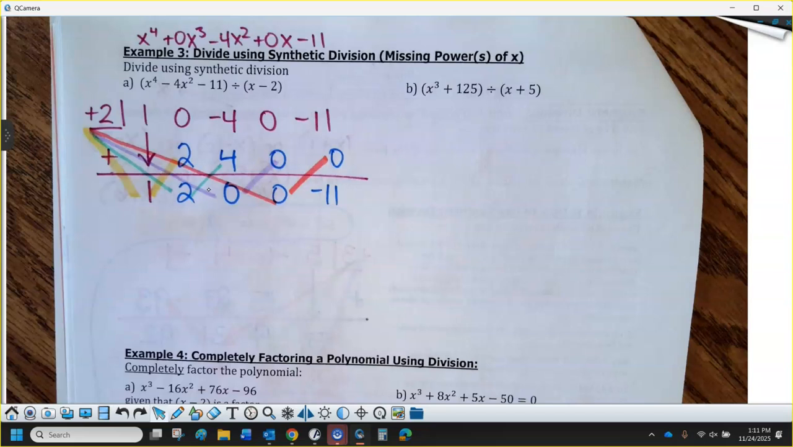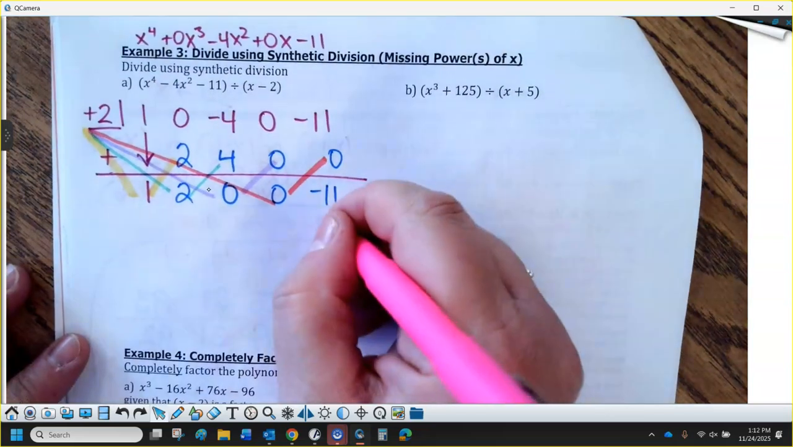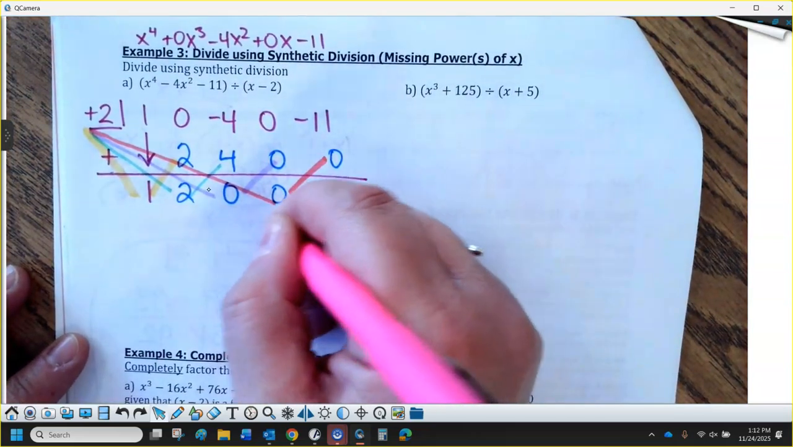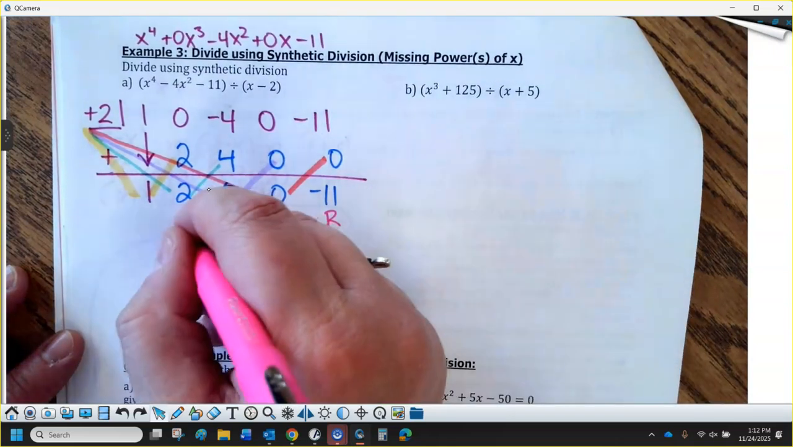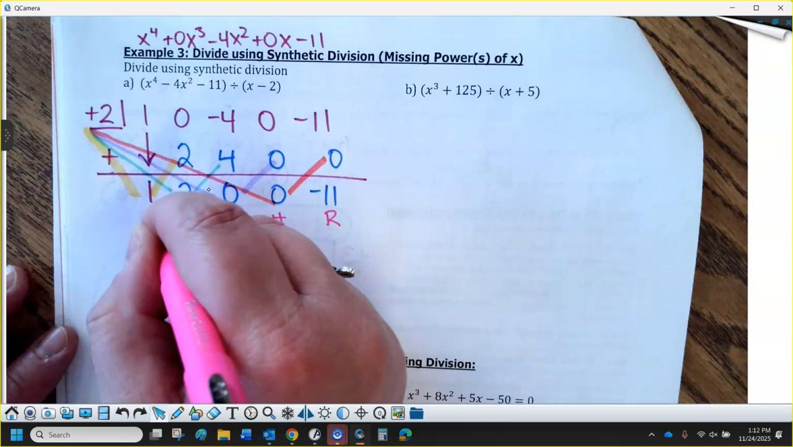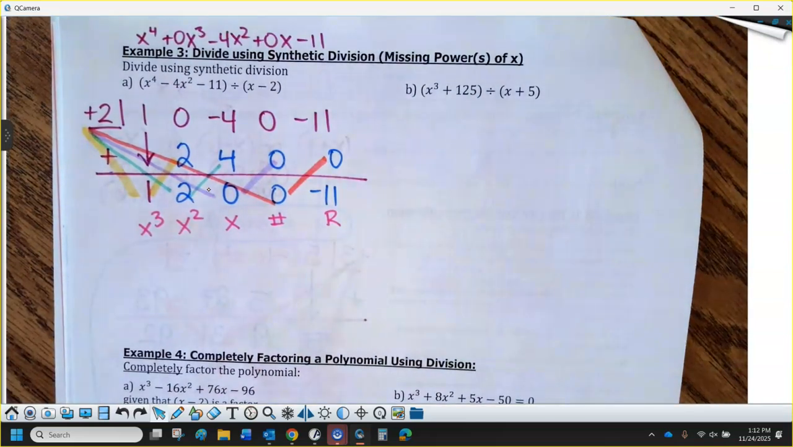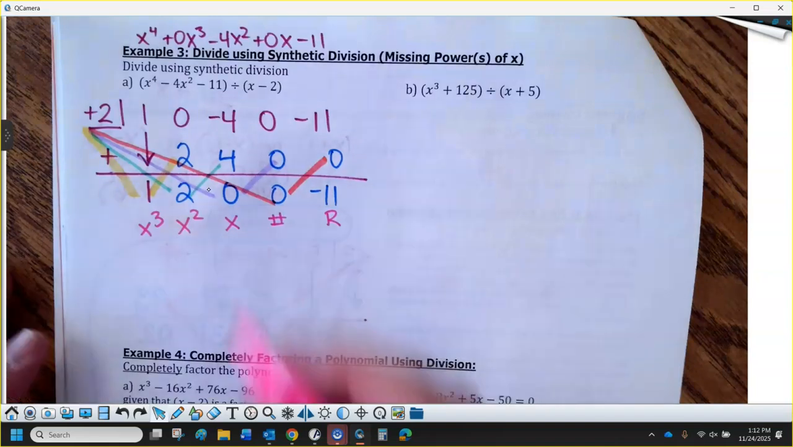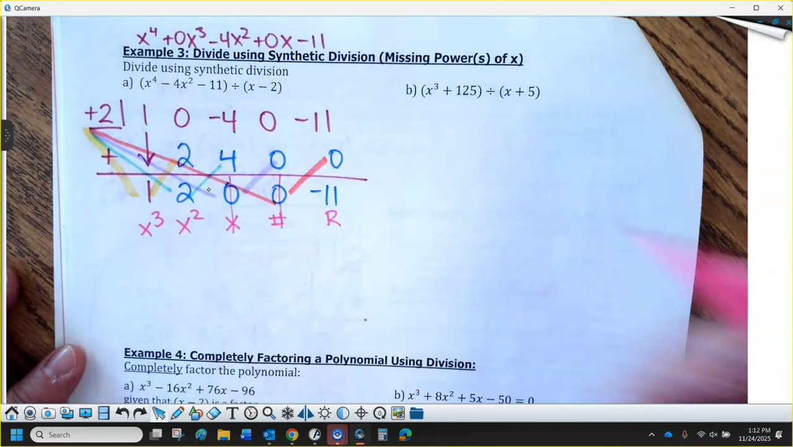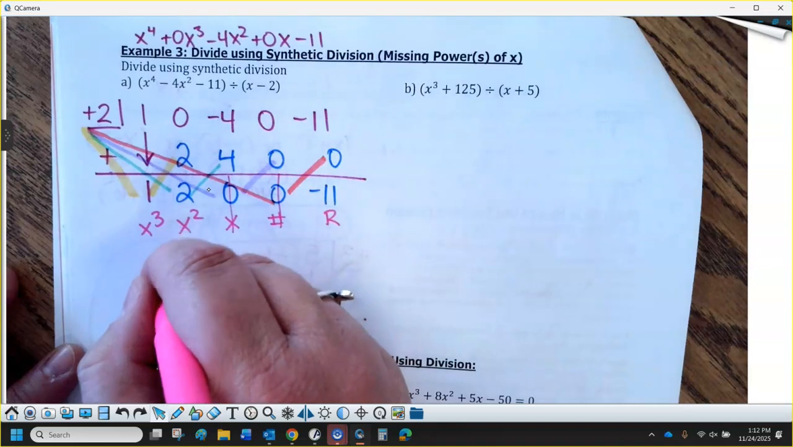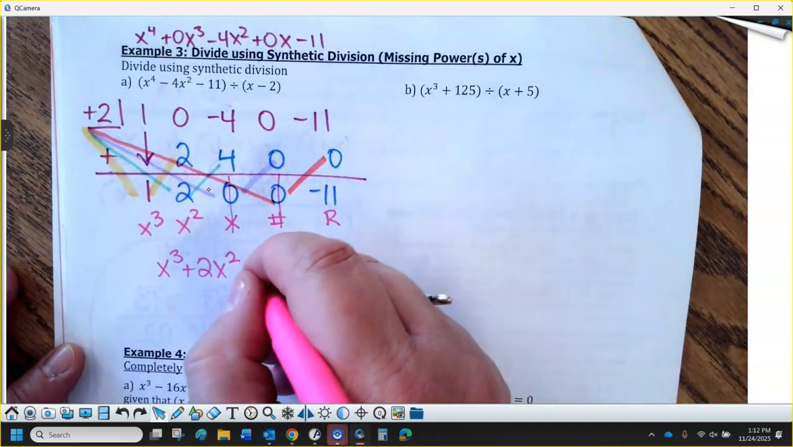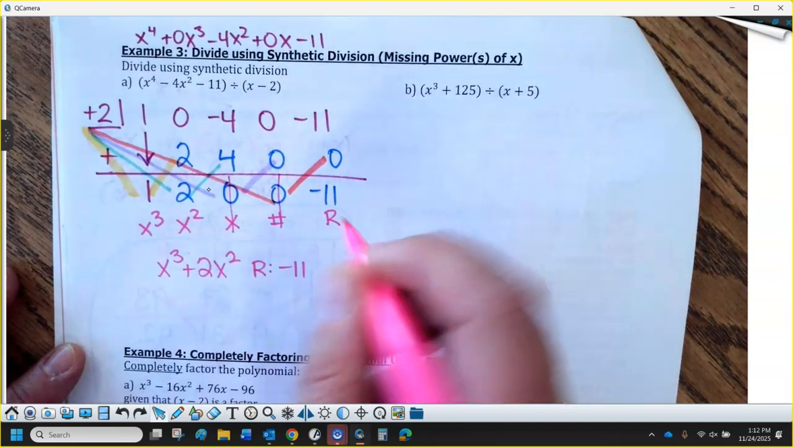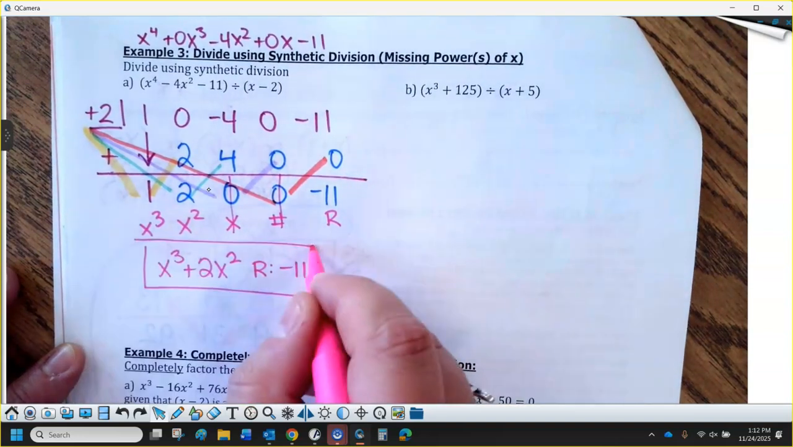Now, whatever you have on the far right, this is your remainder. Then your constant, your plain number, which we don't have here. Then x to the first, and then x squared, and then x to the third as you go backwards, right to left. So I do not have either one of these terms that I have to worry about. So I have 1x cubed plus 2x squared, and then my remainder there is negative 11.